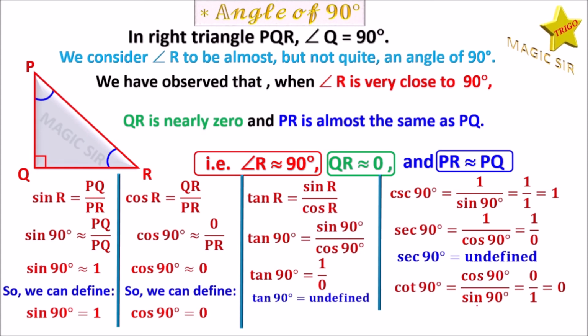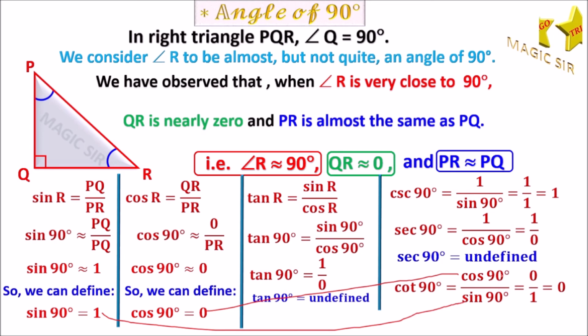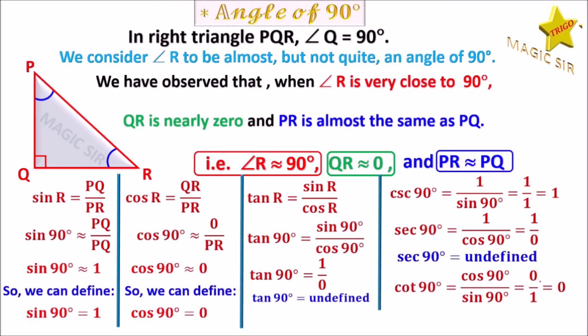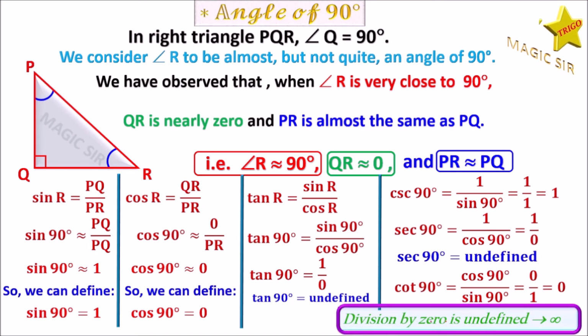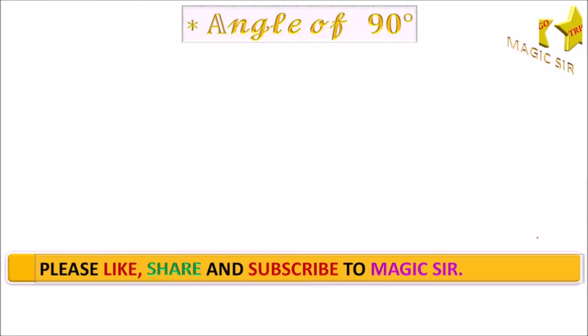And we know that cot 90 degrees is equal to cos 90 degrees upon sin 90 degrees, where cos 90 degrees is equal to 0 and sin 90 degrees is equal to 1. So cot 90 degrees is equal to 0 upon 1, which is equal to 0. Division by 0 is undefined. So tan 90 degrees is undefined, and similarly sec 90 degrees is equal to 1 upon 0. Division by 0 is undefined, so we write undefined. Usually the symbol infinity is used for undefined terms. Infinity is not a number.